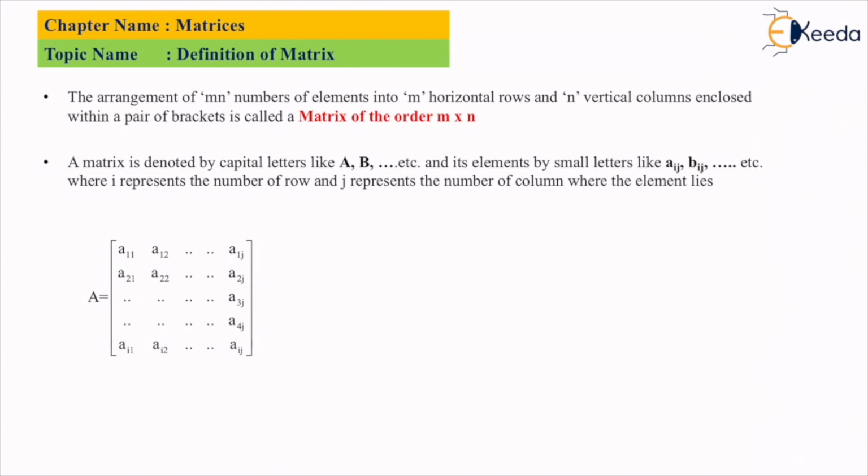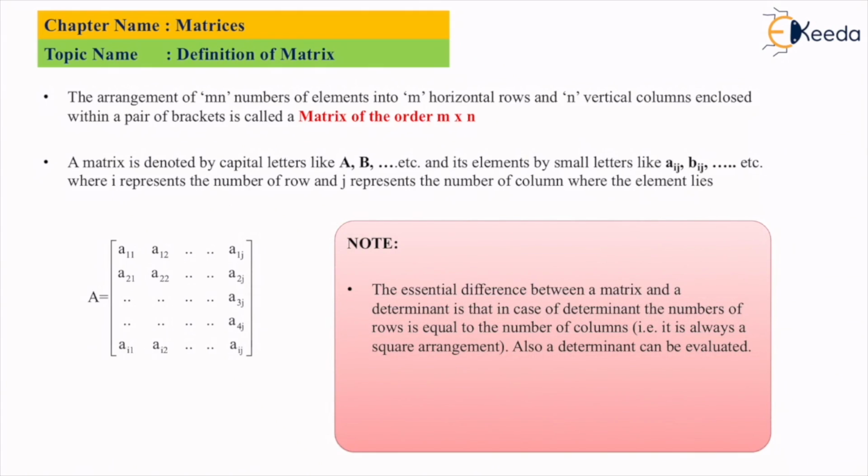Now guys, if I ask you what is the difference between a matrix and a determinant. The major difference between a matrix and a determinant is that in the case of a determinant, we must have an equal number of rows and columns. It means the given matrix has to be a square matrix. But in the case of a matrix, it can have any number of rows and any number of columns. So this is a major difference.